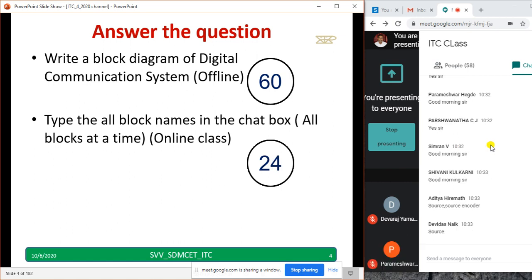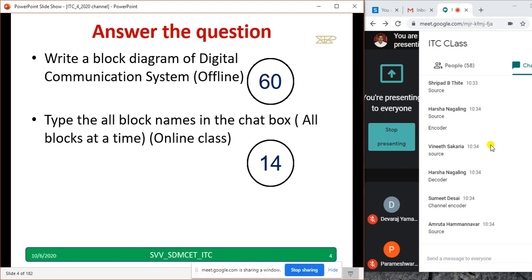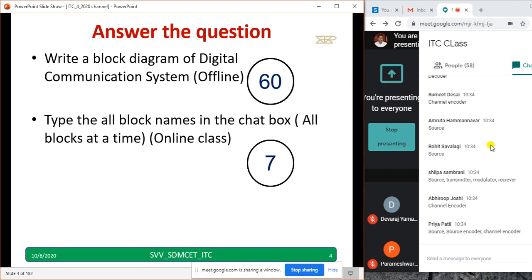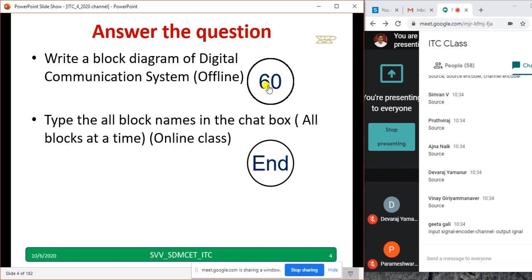Okay, good. Aditya Hiryamata has typed source encoder, good. Try to type all at a time. Harsha, Vineet, Harsha Nagalinga has typed decoder. Channel encoder, Sumit, good. Amrita, at a time, Shilpa has typed. Very good. Source, transmitter, modulator, receiver, not perfectly, Shilpa, but anyway, Priya has typed source encoder, channel encoder, very good. Nobody has typed all the blocks at a time.